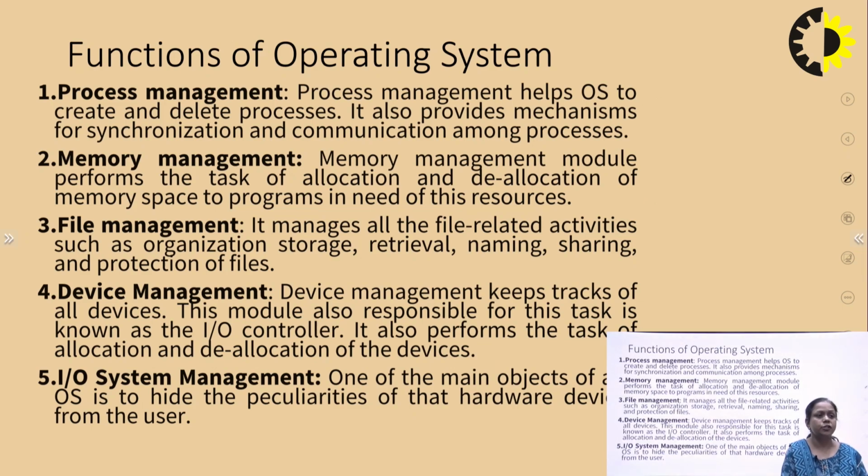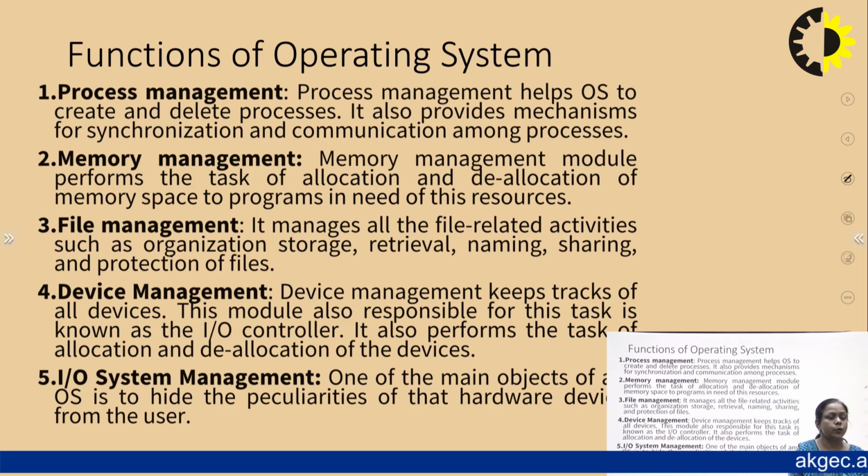Now, the main functionality of the operating system. First one is process management. Firstly, we should understand the meaning of process. A process is a program which is in execution. So we have to manage all these processes which are in execution. Process management helps the OS to create and delete processes. It also provides mechanisms for synchronization and communication among processes. So process management is a very important activity of the operating system.